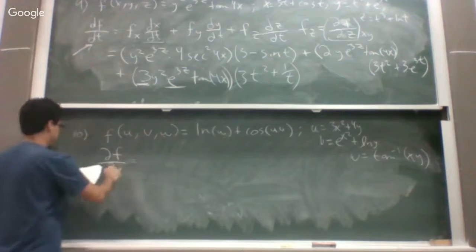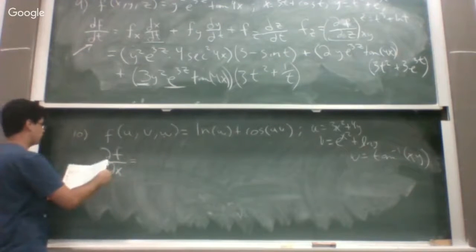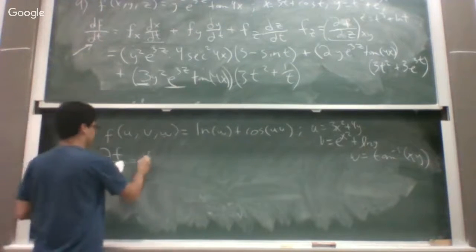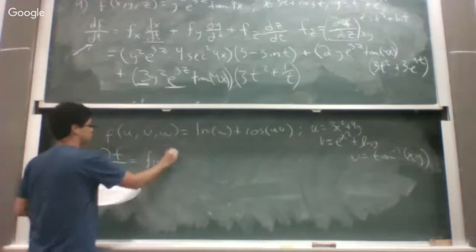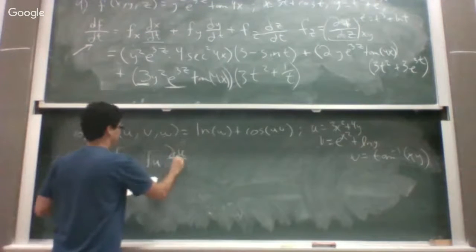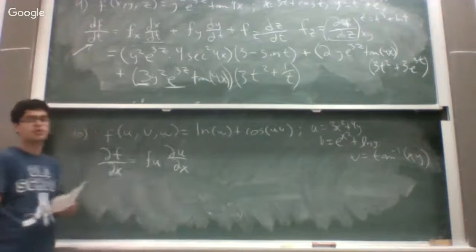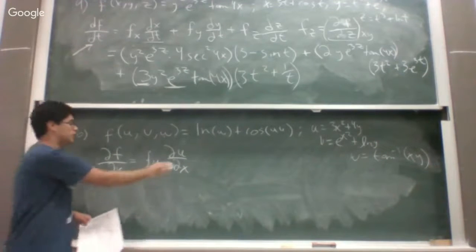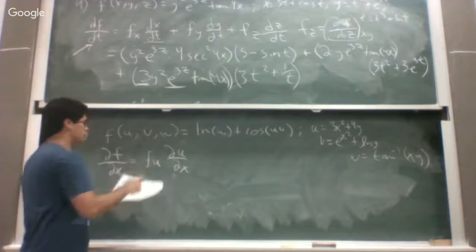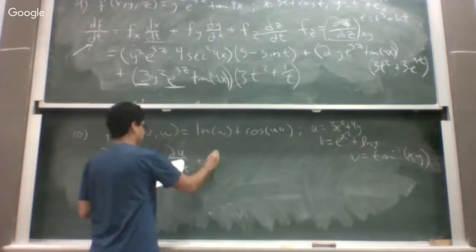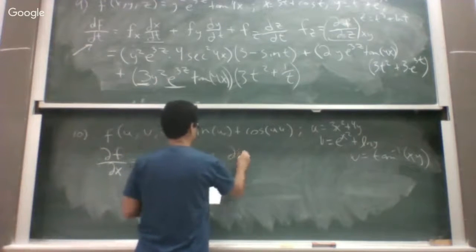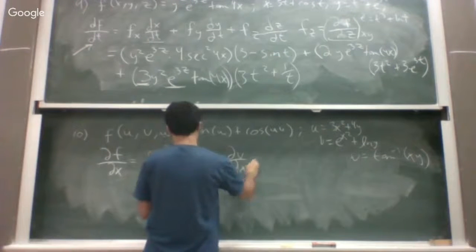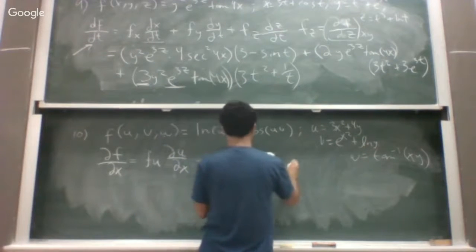So in this case, the partial derivative of f with respect to x is f sub u times the partial derivative of u with respect to x. We're only looking at the x component, so we only want the partial derivative with respect to x, plus f sub v times partial v with respect to x, plus f sub w times partial w with respect to x.